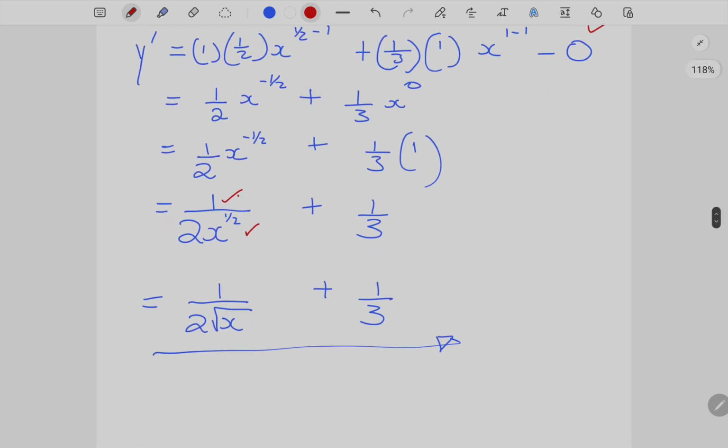Then again, the question states that you must leave your answer with positive exponents or in surd form where necessary. We can see that it is necessary to leave it in surd form, because the exponent that we have here is a fraction. So we can rewrite x to the power of a fraction as 1 over 2 square root of x plus 1 over 3. So this is the final answer. Thank you.